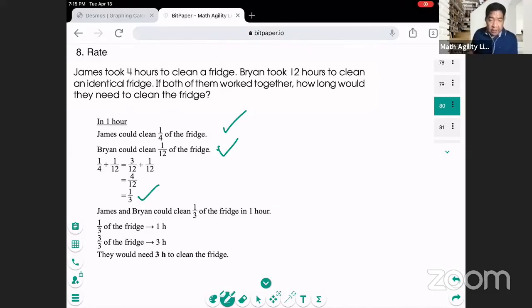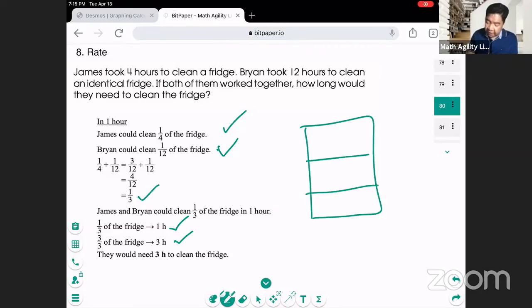So James and Brian could clean 1/3 of the fridge in 1 hour. So 1/3 of the fridge, 1 hour, right? So 3 of 3 would be 3 hours. If this is your fridge, it actually subdivided the fridge into 3. So this would require 1 hour working together, 1 hour working together, 1 hour working together. So that means it is 3 hours to clean the whole fridge.